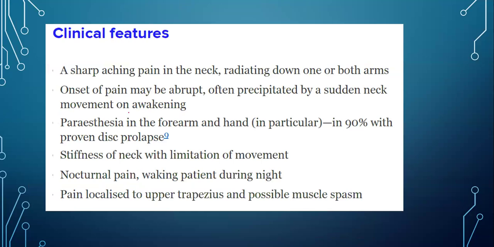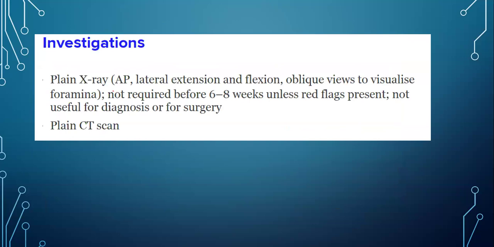So for radiculopathy, you can see a sharp pain in the neck radiating down to the arms. Sometimes the patient can also complain of numbness or loss of sensation in their hand or forearm. They can have nocturnal pain, like pain waking the patient up during the night. If needed, you can do an X-ray, but it is not required before 6 to 8 weeks unless a red flag is present.